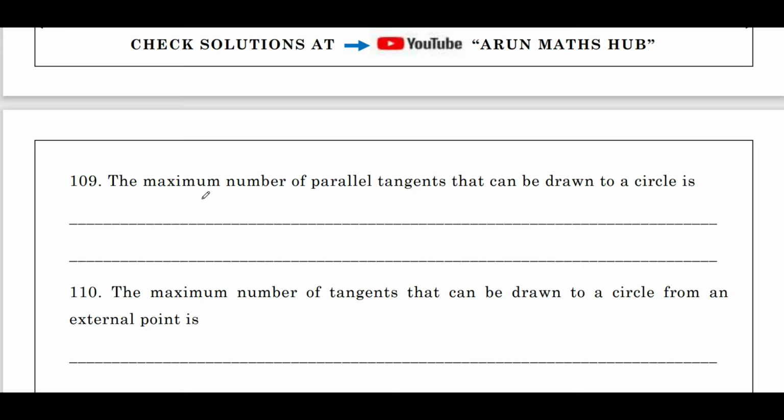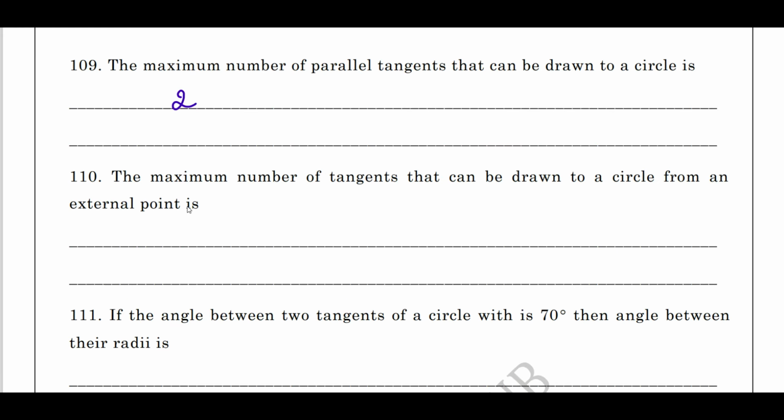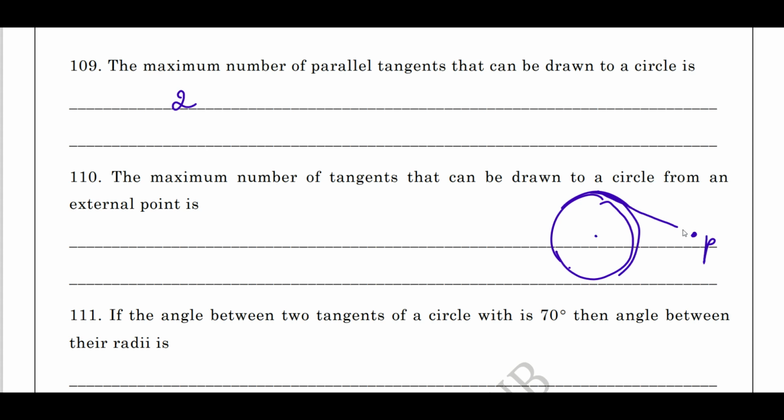What is the maximum number of parallel tangents that can be drawn to a circle? It is 2 tangents at a time. Only 2 tangents can be parallel. The maximum number of tangents that can be drawn to a circle from an external point, we know that from the external point P, only 2 tangents can be drawn.